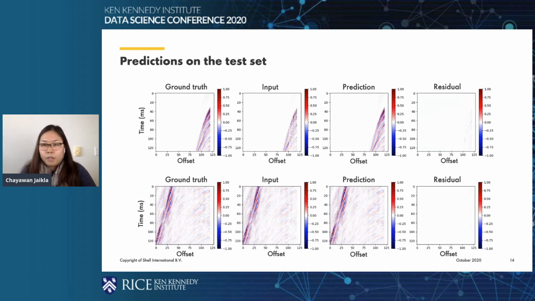Another example from a deeper depth showing, again, ground truth, input, prediction, and residue. We observe that the residue contains almost nothing, which suggests that the prediction is similar to the ground truth. In addition, we can see that the prediction yields continuous lines. As you can see in this example, the red lines show the continuous events as a result of the model prediction, which sometimes we cannot achieve using conventional approaches.